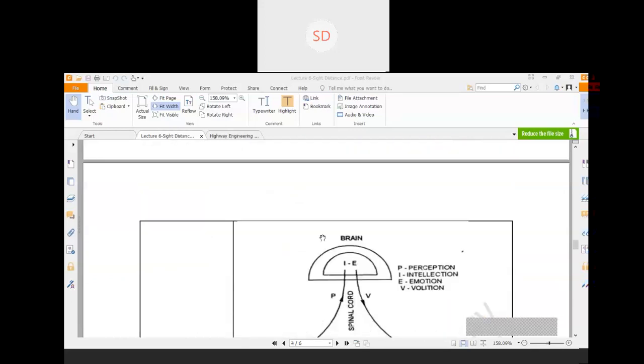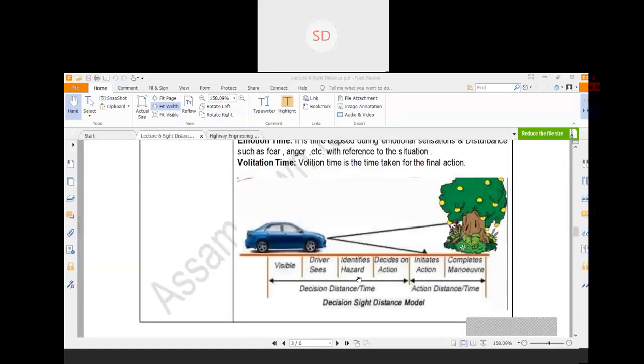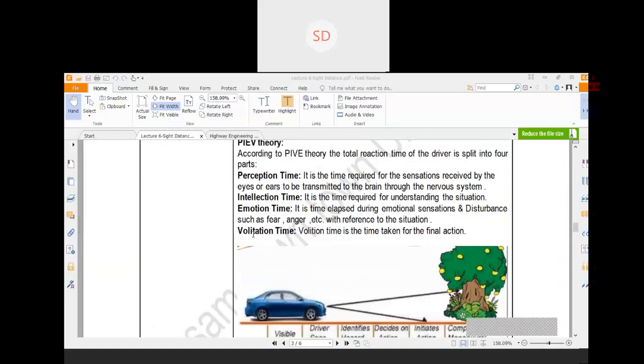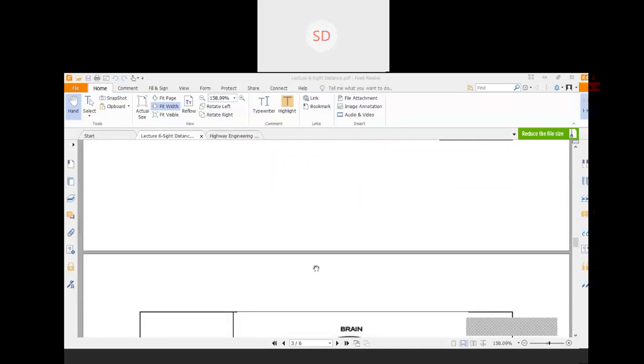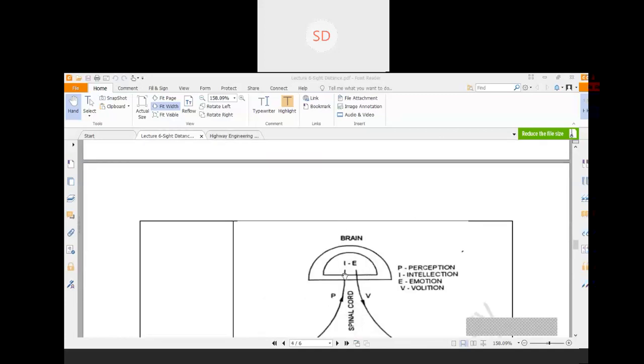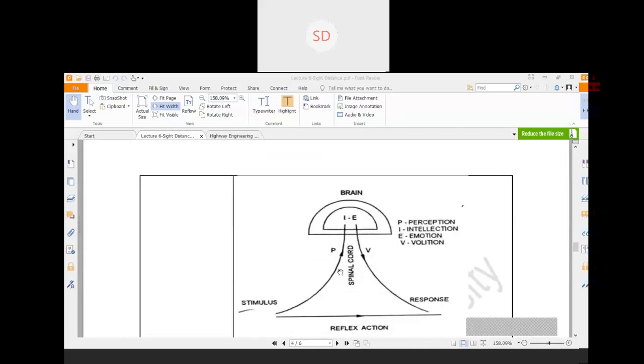So that emotion time is also happening in the brain, side by side with the intellection time. After that, volition time. So in that case what will happen? In the intellection time and emotion time, within that time the brain will decide what to do, whether you need to stop the vehicle, or that object is far or you can overcome this.